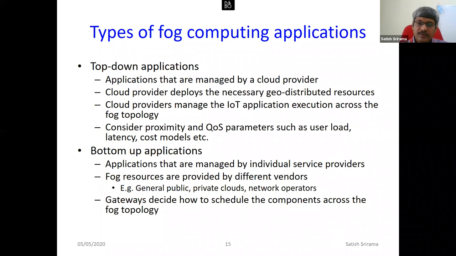If I think of the fog architecture like that, there are two different types of fog computing applications possible. One of them is the top-down applications. These are the applications that are managed by the cloud provider. The cloud provider knows what application he wants to deploy, and he will set up the respective infrastructure. Say for example, this is a very popular application which came during the early years of fog computing.